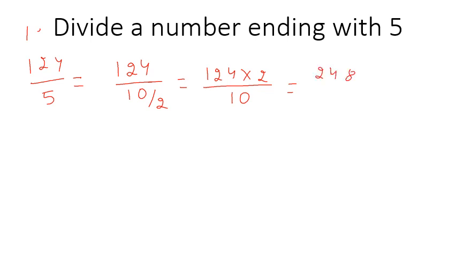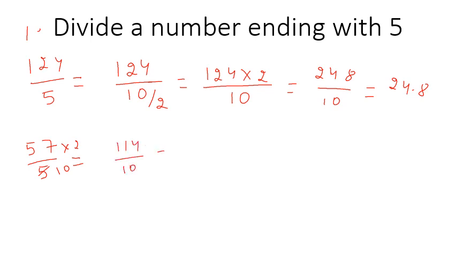So 124 into 2 will result in 248, divided by 10. Now you can simply divide 248 by 10, it will be 24.8. Let's take another example. You have to find 57 divided by 5. Mentally, 5 is written in the form of 10 into 2, so this will result in 114 divided by 10, so the whole value becomes 11.4.